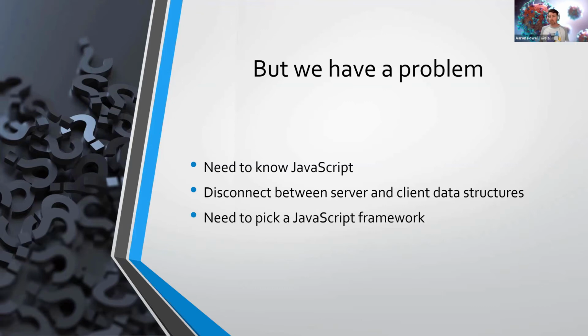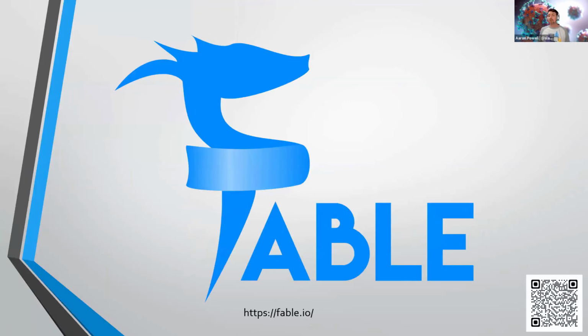What if we could use the power of .NET and do this end-to-end? Well, let me introduce you to Fable. Fable is an F# to JavaScript compiler. Yep, that's right. An F# to JavaScript compiler. You're probably going, why would I ever actually want to compile JavaScript from F#? It seems kind of weird.